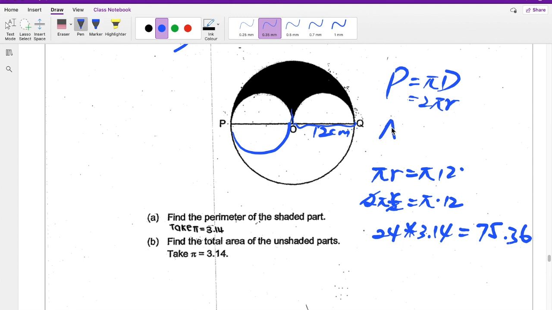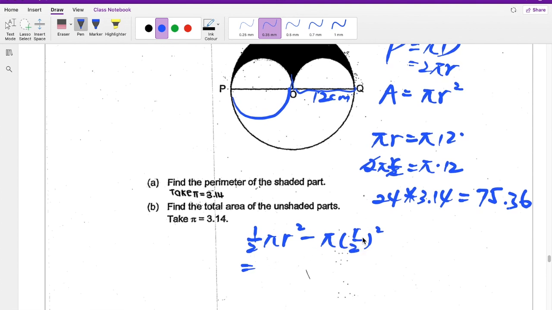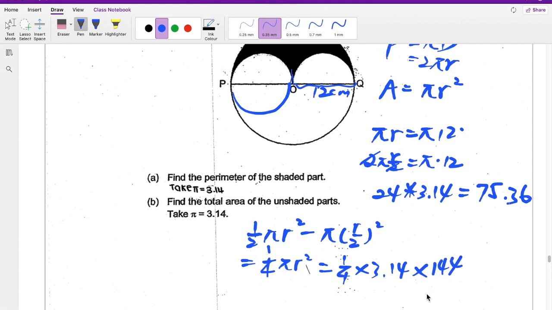Then the area can be calculated as pi r square, right? Find the total area of the shaded part. So how do we calculate this? Well, a simple way is that we use half this circle, then minus these two halves, right? So we do pi r square, and this one and this one become pi r square, right? So this is 1/4 pi r square. This is 1/2 pi r square. So the answer is 1/4 pi r square, right? Times 3.14 times 12 times 12, which is 144, right?